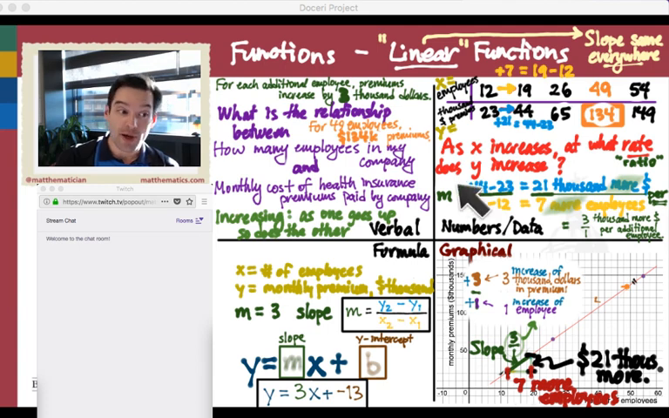So this 3 in the numerator means an increase of $3,000 in health insurance premiums. This 1 in the denominator means an increase of 1 employee, so I hire 1 more person, and that's what that 1 might mean down there in the denominator.